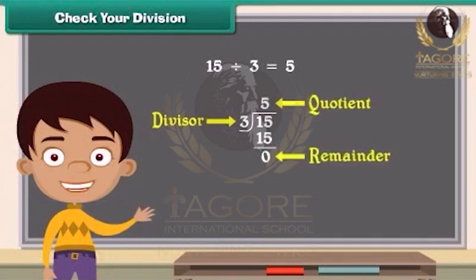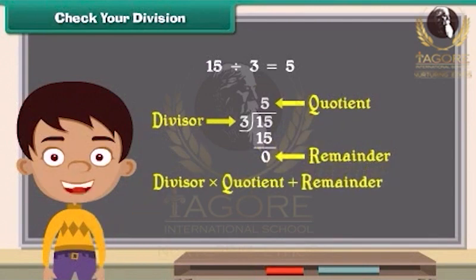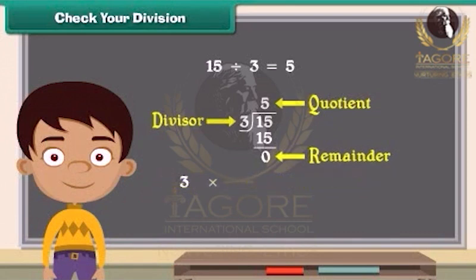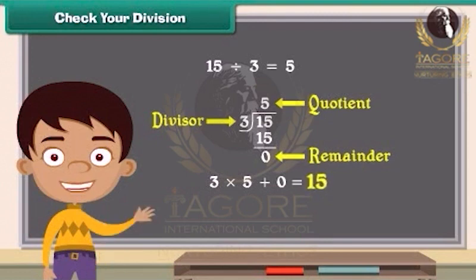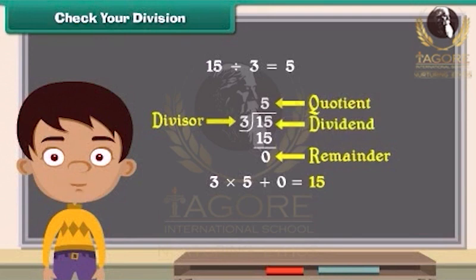To check the answer, we need to multiply the divisor and the quotient and then add the remainder to the answer. If the answer is equal to the dividend, then our answer is correct. Here the answer is 15. And this is equal to the dividend, therefore the answer is correct.